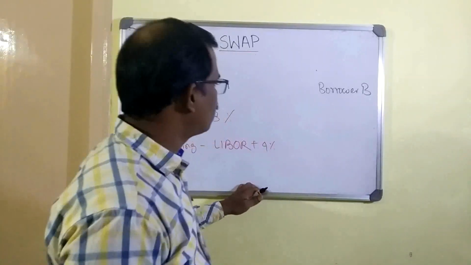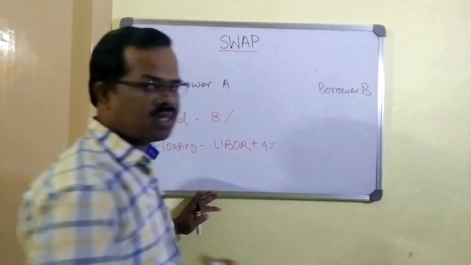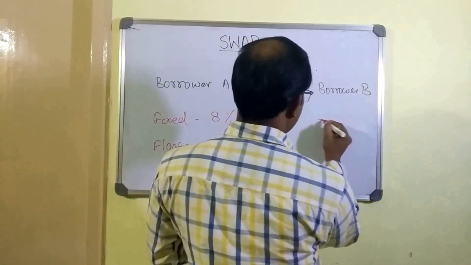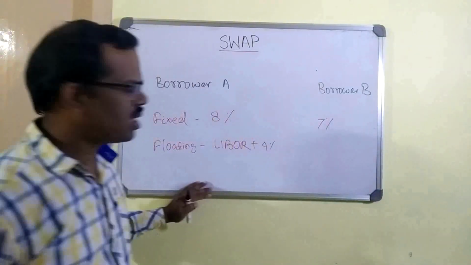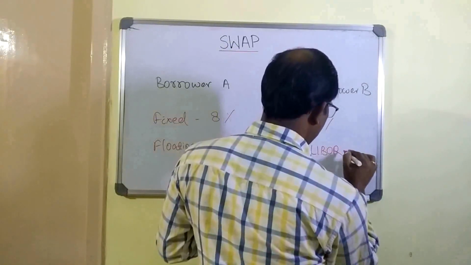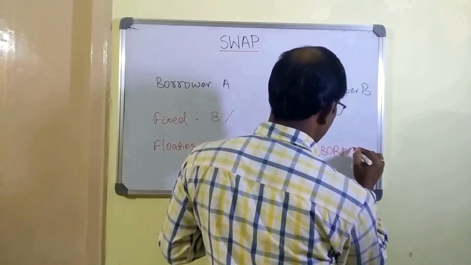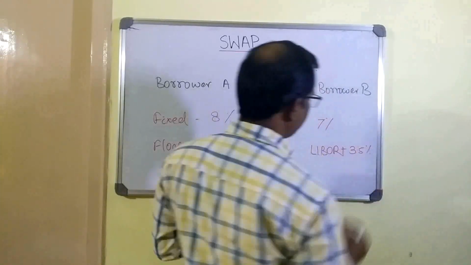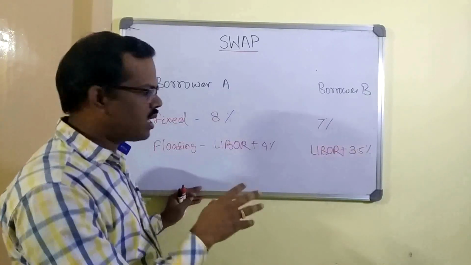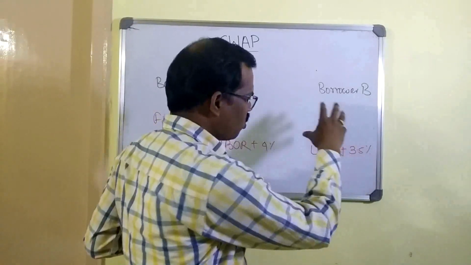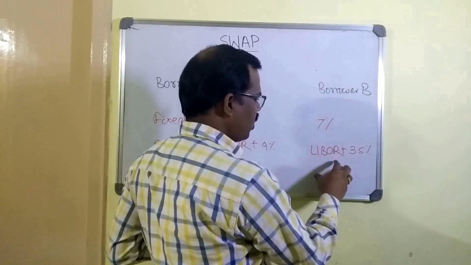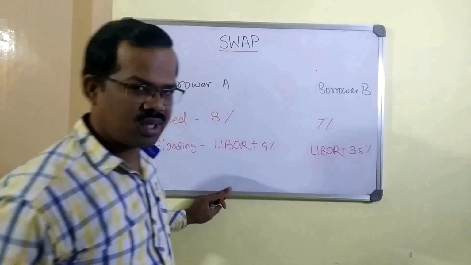If borrower B goes to the market, let's say that borrower B has a better credit rating, in that case borrower B will be charged a lesser rate of interest. Let's say that borrower B is going to be charged 7%, but if it goes for floating, then the bank asks it to pay LIBOR plus 3.5%. The bank is not taking any risk on the floating rate side. So it is telling that for a fixed rate, I am going to charge 7%, but on the floating side, I will be charging LIBOR plus 3.5%.